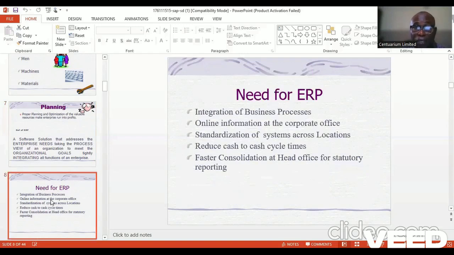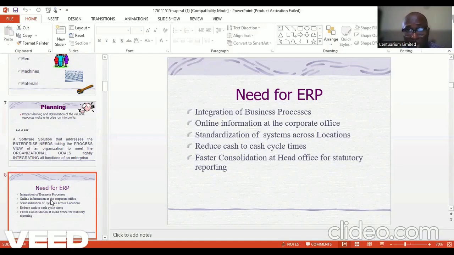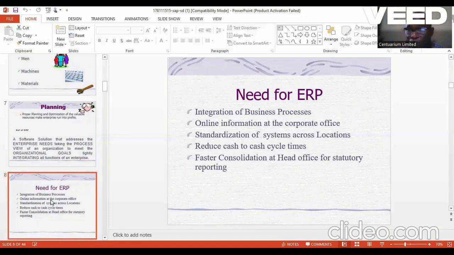Then the need for ERP: integration of business processes, online information at the corporate office, standardization of systems across locations, reduced cash-to-cash cycle times, faster consolidation at head office for statutory reporting. One of the headaches of production, of human-to-human interaction, is logistics. If you've been to an organization and you don't have an enterprise resource planning system, you waste a whole lot of time, human resources, and energy. But with these systems in place, you are mass producing and making profits by the second.